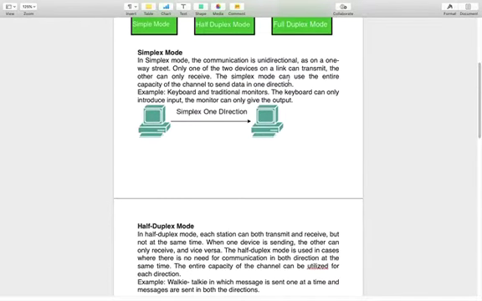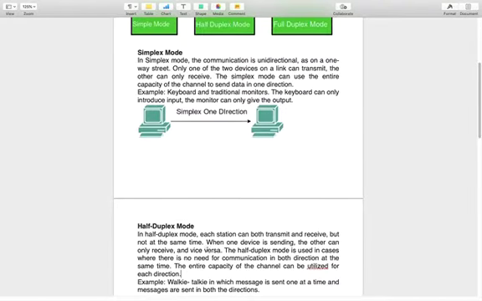The simplex mode can use the entire capacity of the channel to send data in one direction. An example of simplex mode is the keyboard and traditional monitors. The keyboard can only introduce input. The monitor cannot take input, but always gives output. So it is a one way transmission. This type of communication mode is known as simplex mode.